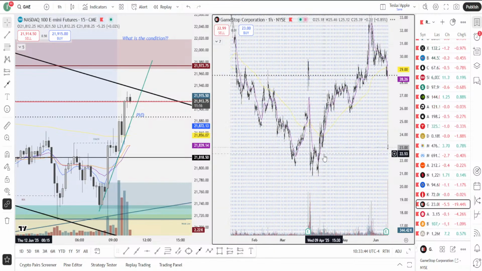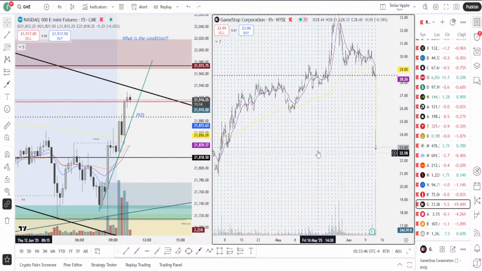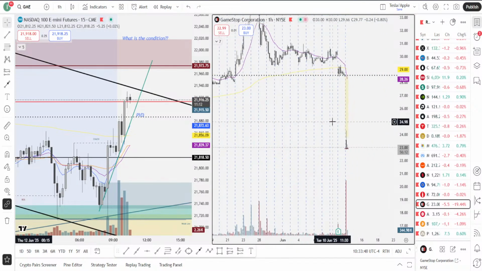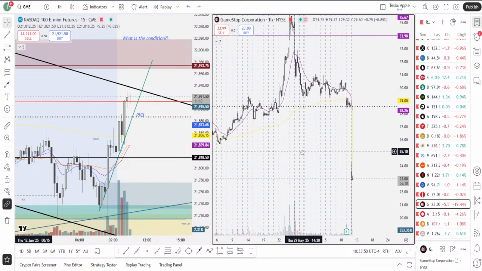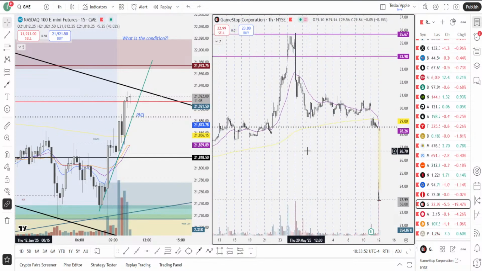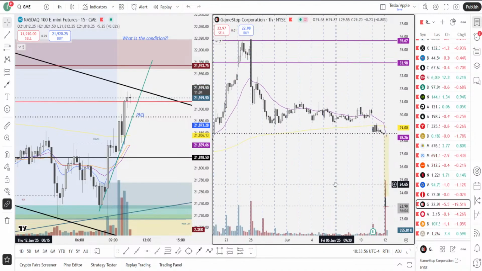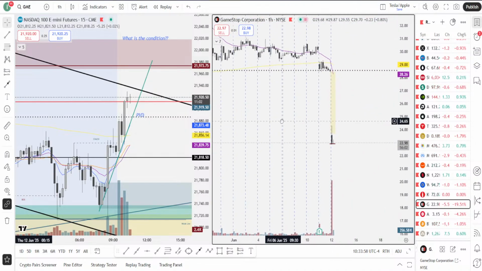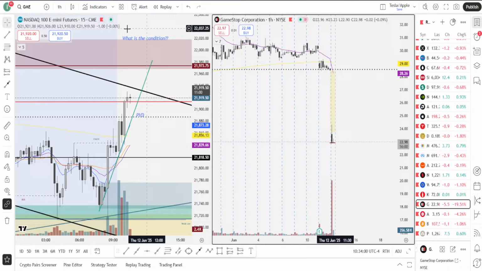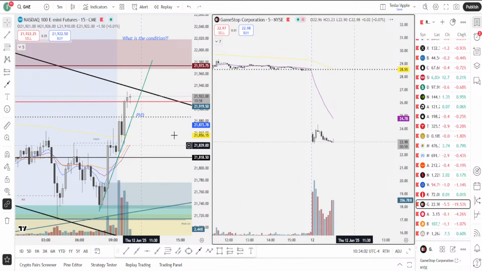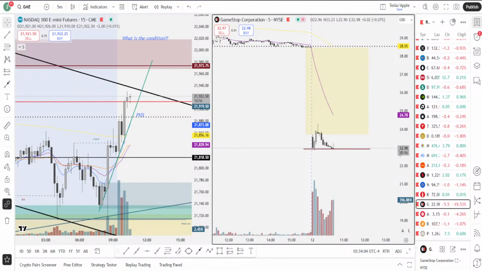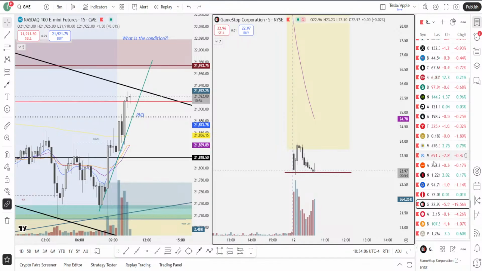Damn, that's a huge drop. That's a huge drop, man. Holy shit. That is wild. GameStop is hurting, yo. Pray for GameStop.